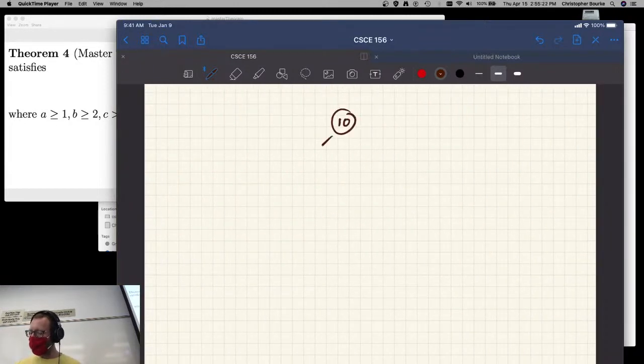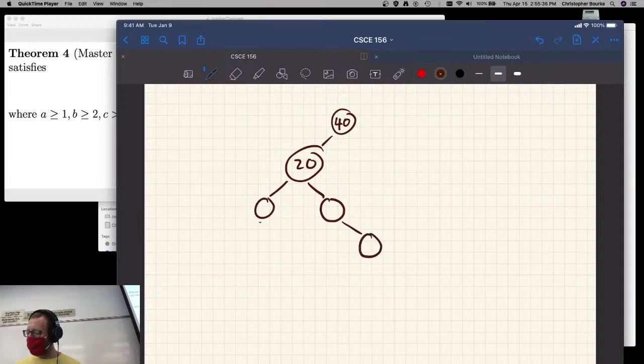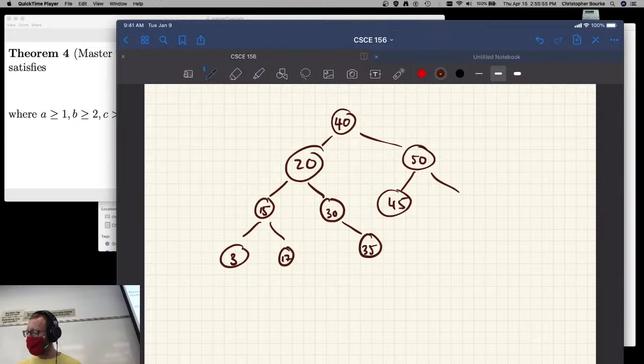10. Let's go, no, I want something larger. 40. There we go. 20. There we go. 15, 17, 3, 30, and 35. And then something over here, 50, 45, and I don't know, 70. Right? Is this something similar to what you saw in 235?